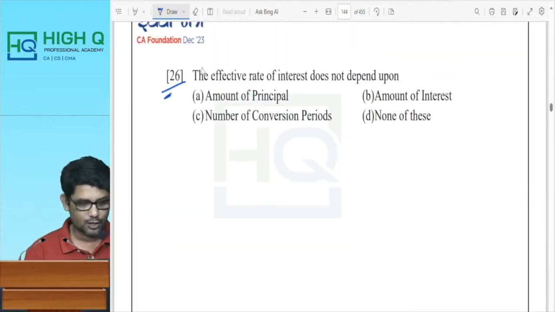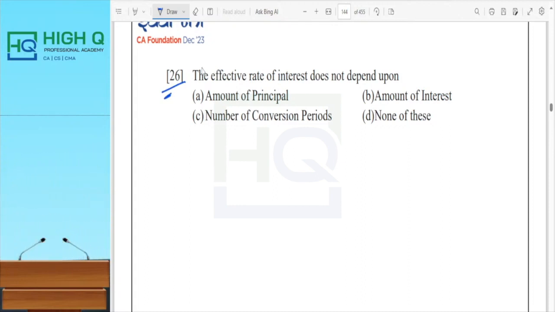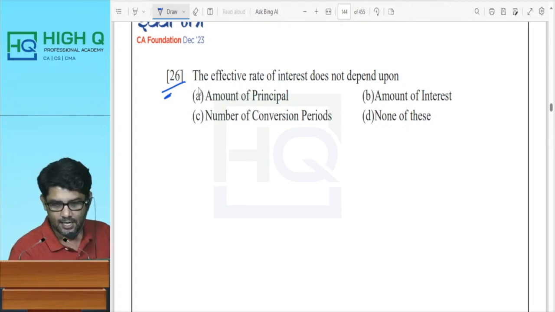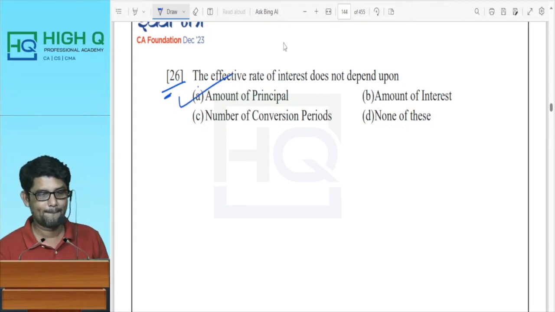Can you give the answer for 26 one? I think you can give me the answer for 26 one. Make it fast. 26 is the sum. Make it fast. Yes. The effective rate of interest does not depend on principal.